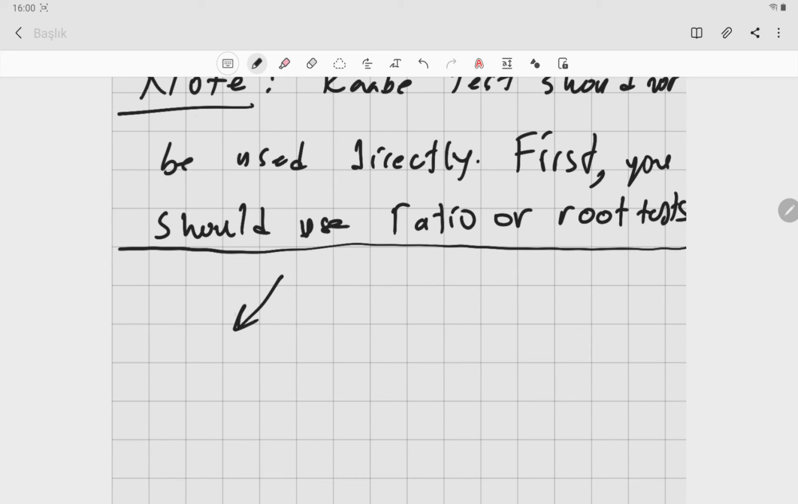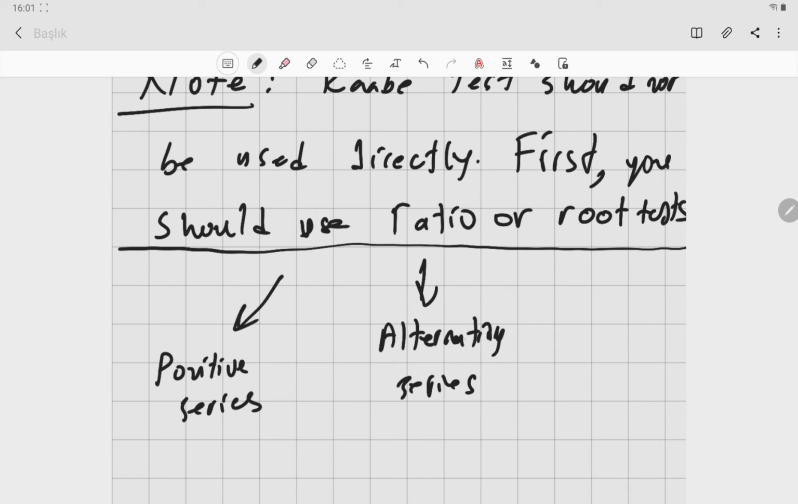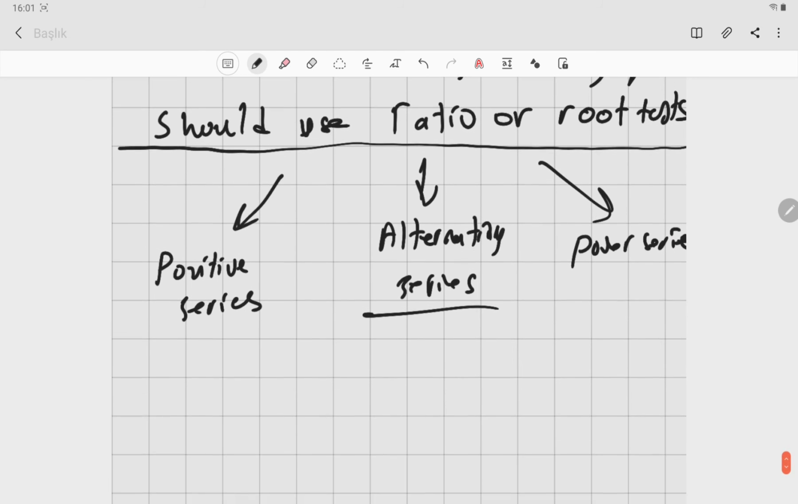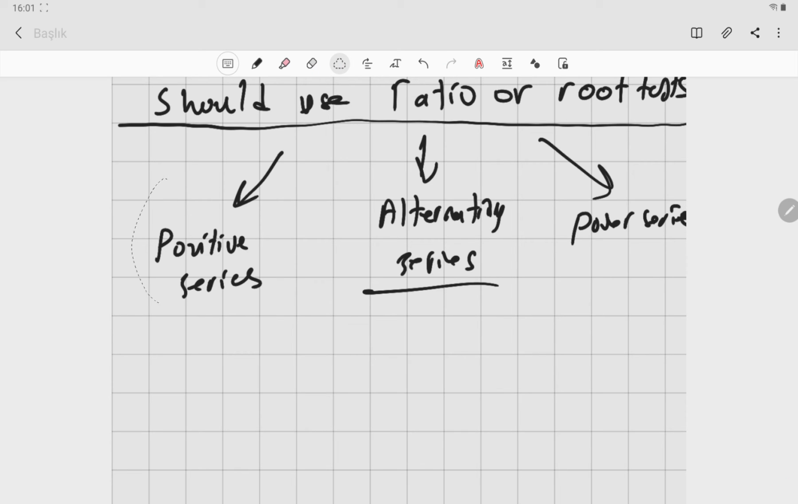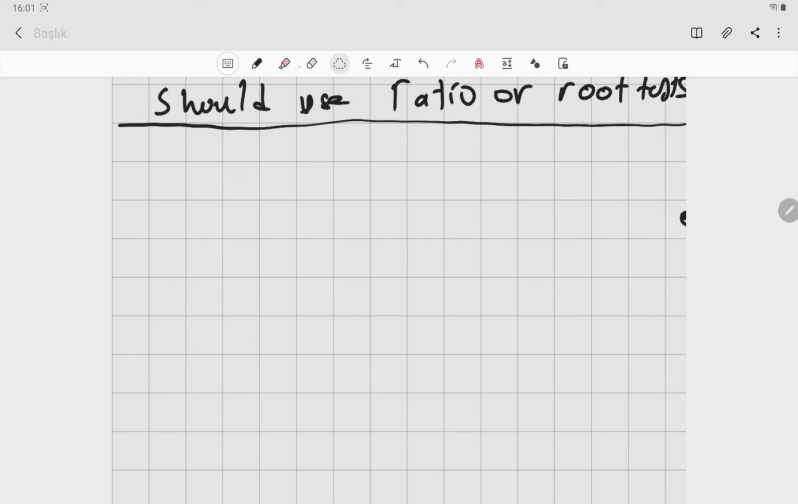As we emphasized, we have considered three classes of series. The first one, positive ones, then alternating series, and the last one is power series. So now we are going to present alternating series.